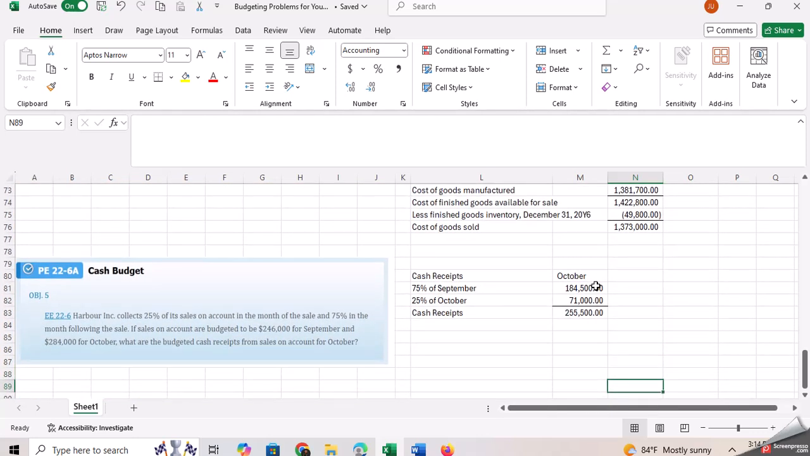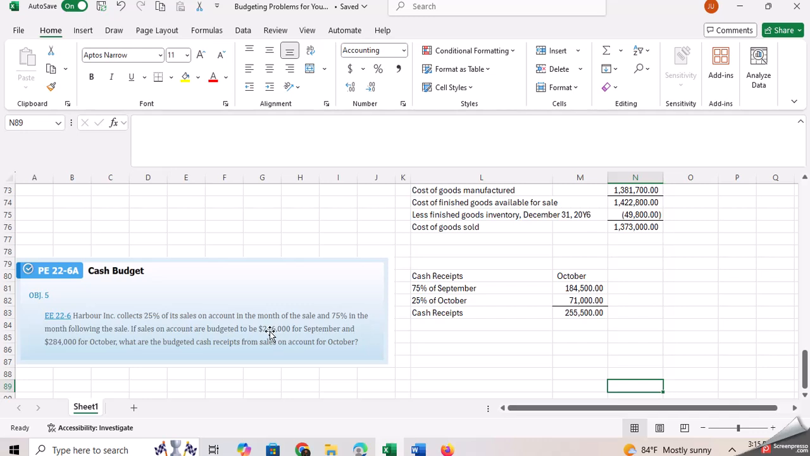Then the final thing is just the cash receipt side of the cash budget. The whole cash budget not only does the cash receipts, but does the cash payments, but they don't give us an example in these practical exercises. So all it does is map out the cash receipts. So it tells us that 25% of the sales are collected in the month of the sale. 75% of the sales are collected the month following.